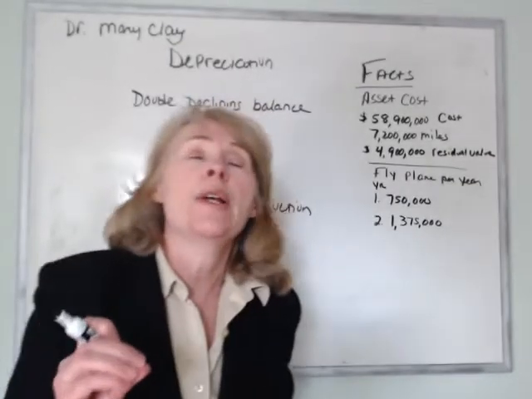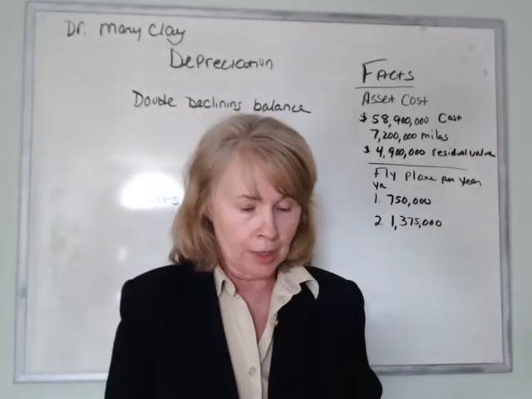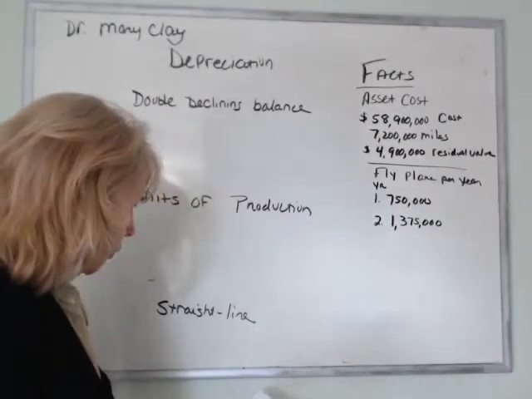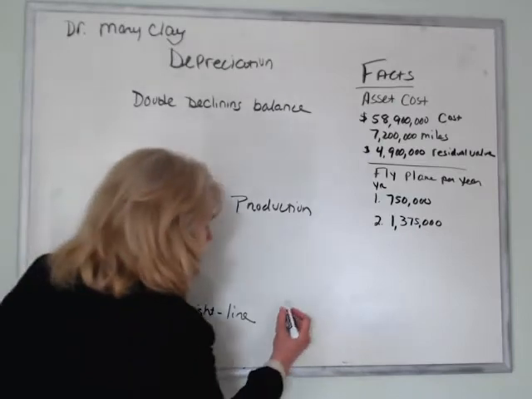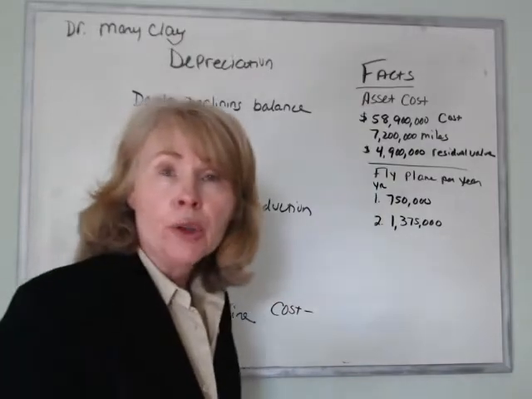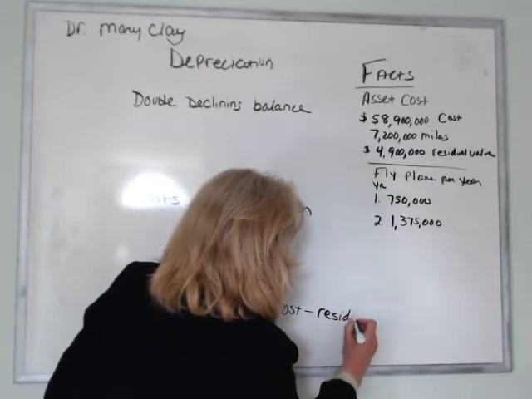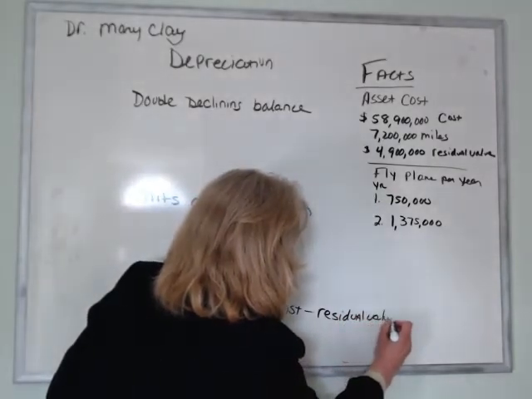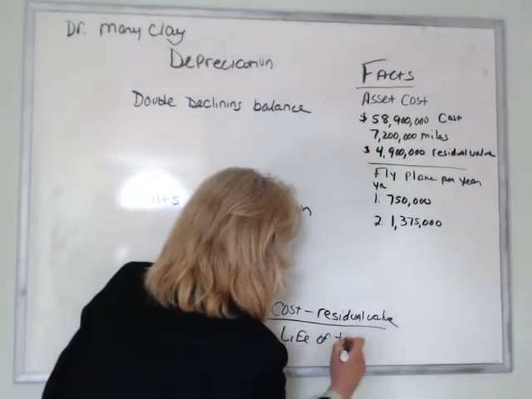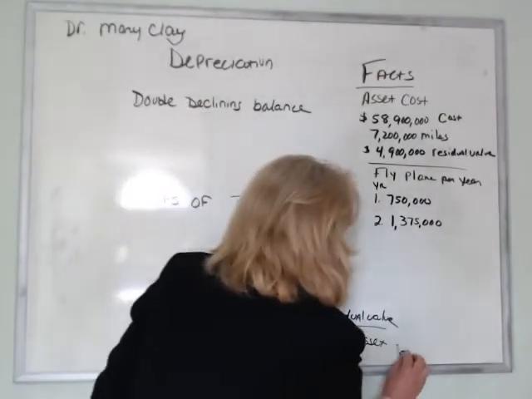All right, first one we're going to go over is the easiest. So everybody get your notebook open, have your calculator ready. The first one we'll go over is straight line. All right, so straight line depreciation. Here's how you'll do it. You'll take cost minus residual value. Another name for this is salvage value. So residual value, and you'll divide that by the life of the asset. For straight line, the life of the asset will always be in years.